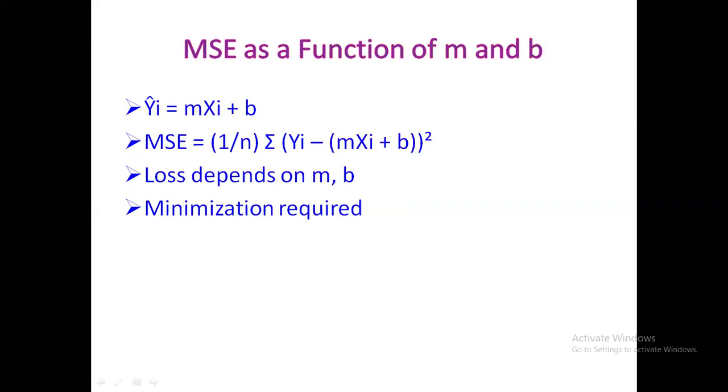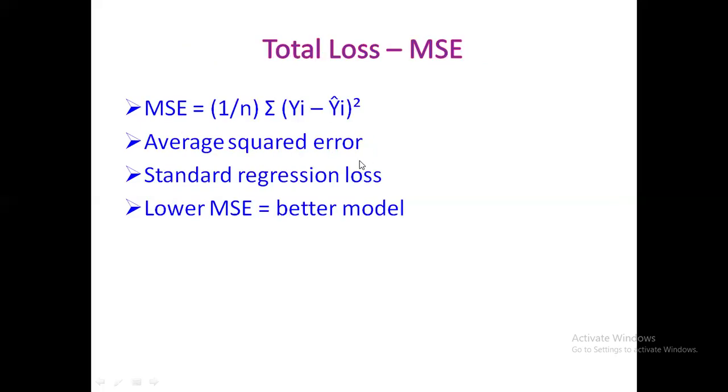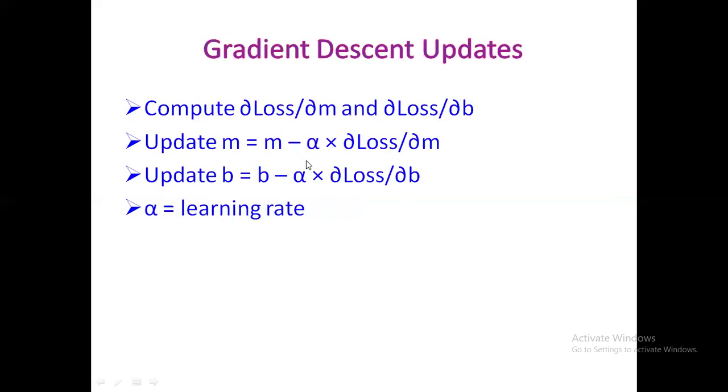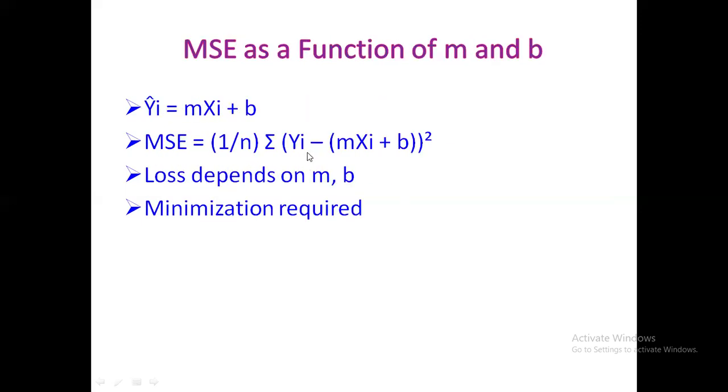Next, mean squared error as a function of m and b. Since the predicted value y cap depends on the slope and intercept through the equation yi cap is equal to mxi plus b, the mean squared error can be rewritten. Instead of y cap, we substitute this value. So MSE is equal to 1 by n summation of (yi minus (mxi plus b)) the whole square. This means that the loss is directly determined by the chosen values of m and b. There are no other parameters involved.